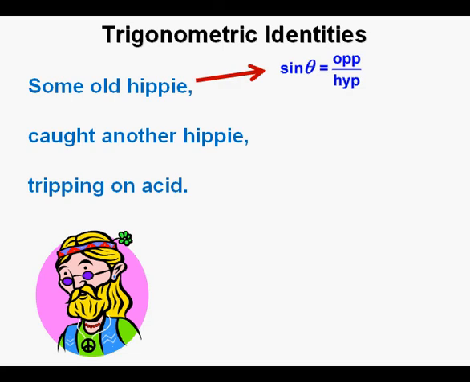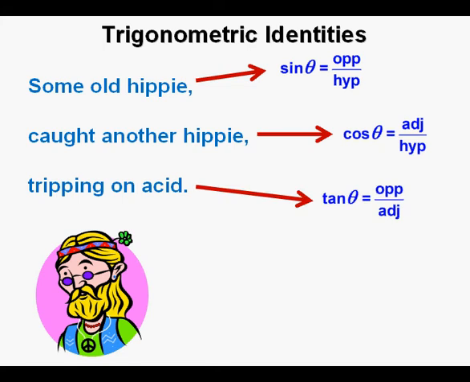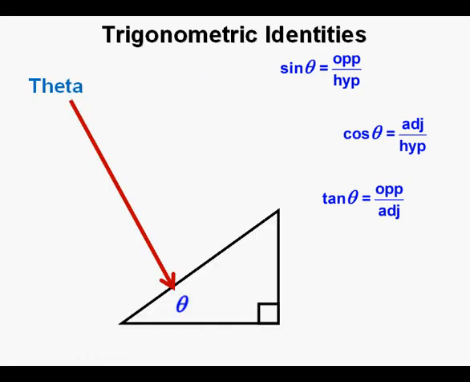Here, some old hippie becomes sine theta equals opposite over hypotenuse. Caught another hippie becomes cosine theta equals adjacent over hypotenuse. And tripping on acid becomes tangent theta equals opposite over adjacent. And these 3 definitions use the sides of the right triangle given one of the non-90 degree angles.